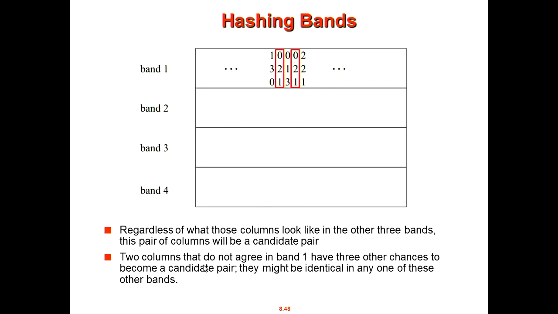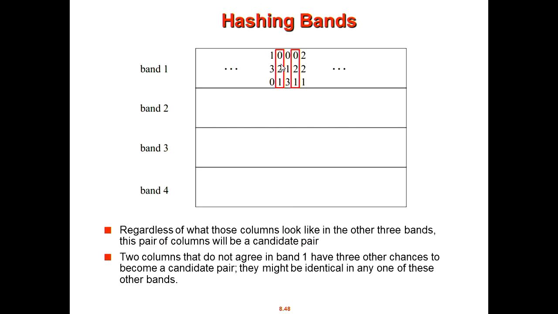And the two columns that do not agree in band 1 will have 3 other chances to become a candidate pair. So if they are not similar here, then we don't treat them as a candidate pair, but they still have some chances to be similar in the other 3 bands. If they are really similar, then in at least one band they should be similar to each other. So that's the basic idea. If they are not identical in any of these bands, they should not be similar. That's what we expect.